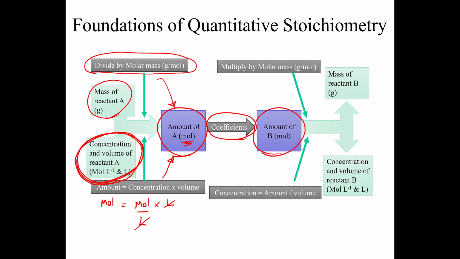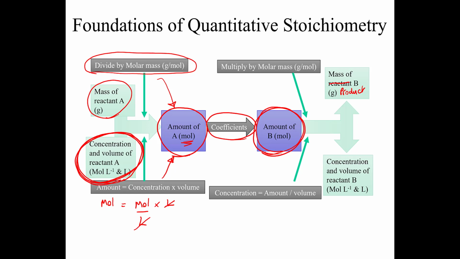And of course, if we want to get back to the yield, the amount of mass of a particular product B, then we take that number of moles and multiply that number of moles by the molar mass.